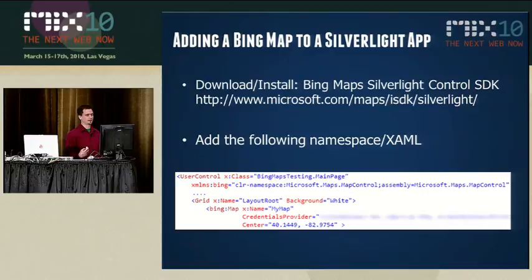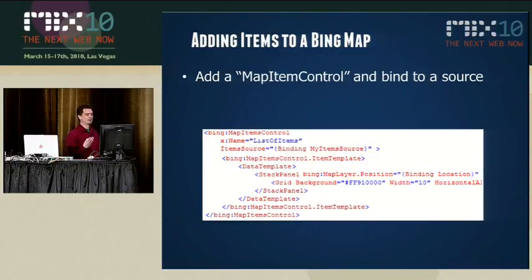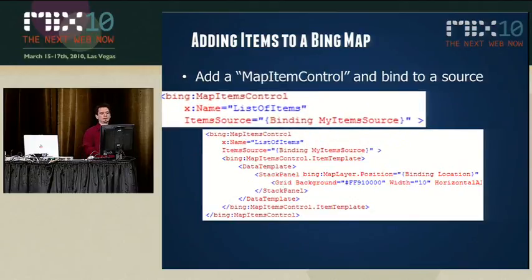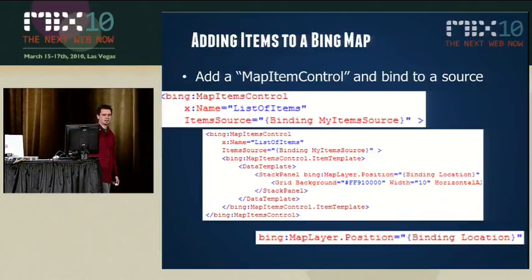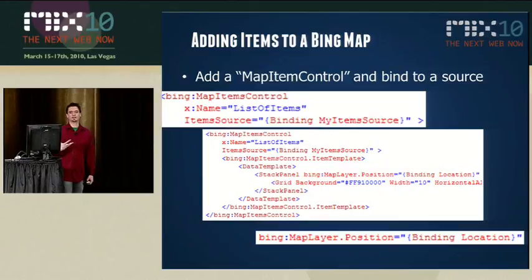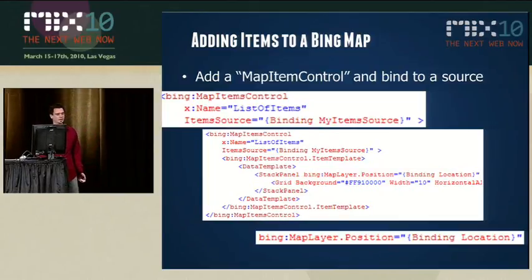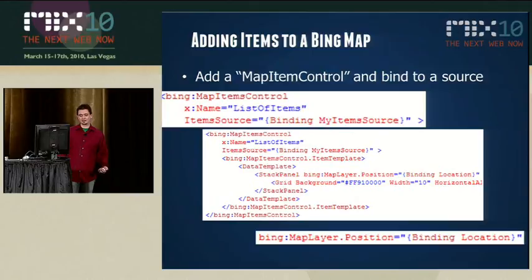Once you have your Bing Maps in there, you're going to want to add a map item control to it. Just drop the item control in there, bind it to some kind of source, and then you just have to make sure that your data template has a Bing map layer.position, and that it's binding to some sort of location data. Bing has a special data type called location. It's basically just latitude and longitude. Just bind to it, and it'll show up, and it'll do everything that we saw there. Staying in the same place and scrolling and so on and so forth.